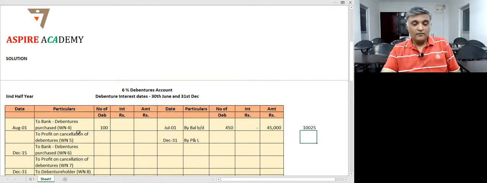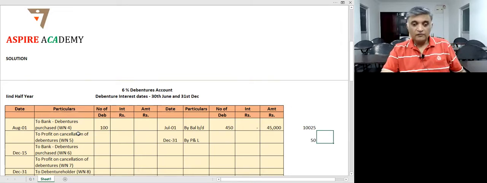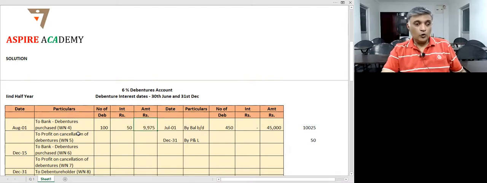So we need to calculate the 1 month interest. So please calculate: 100 debentures into face value 100 into 6%. And if I do it for 1 month, how much will I get? 50 rupees, which means if I put 50 rupees in the interest column, the balance 9,975 will be the amount column. So the total amount which I paid is 10,025, but the breakup is 50 rupees towards interest and 9,975 towards the principal portion of the debenture.